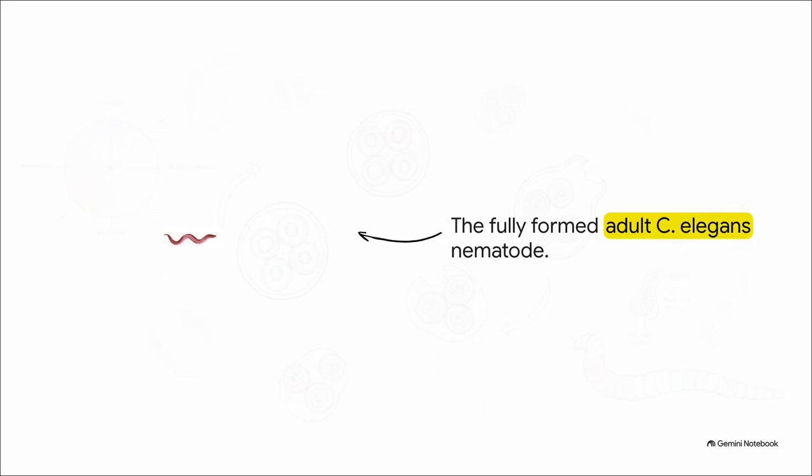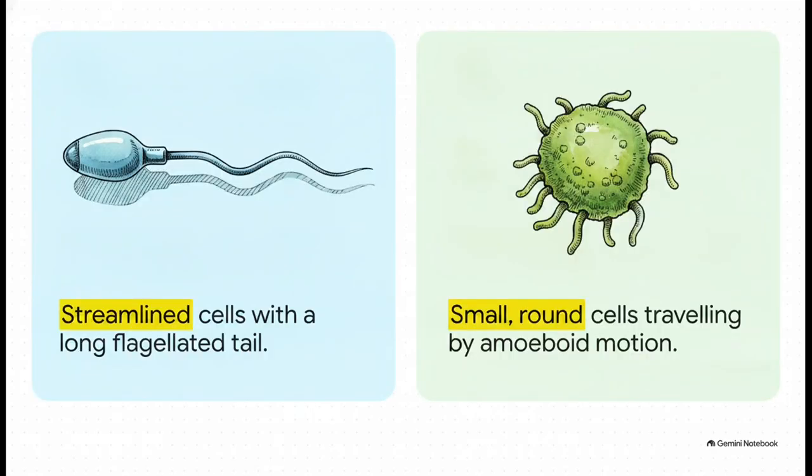This journey from a total blank canvas to this highly structured adult relies on a rapid-fire sequence of mechanical forces and chemical conversations. And the trigger for this whole construction project, it's actually a super unusual fertilization event. Because to build this worm, C. elegans completely throws out the standard biological rulebook. You're probably used to thinking of a typical sperm cell as being streamlined, with that long whip-like tail used for swimming. Not here.